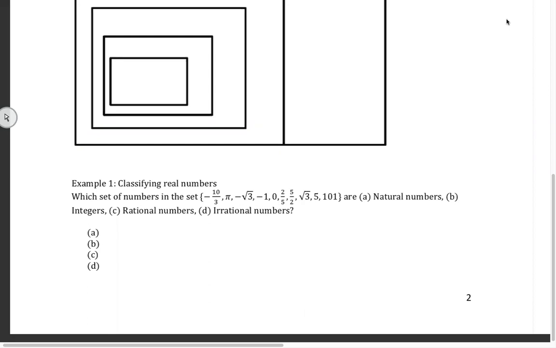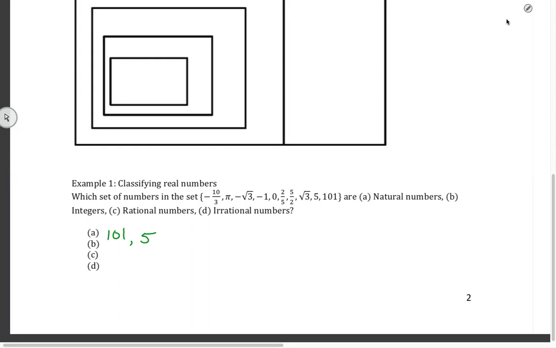Jay? 1. 1, very good. So 1 would go, oh, we don't have 1 on our list. We have -1. Do you mean 101? Yeah. All right, so 101 is a natural number. Are there any other natural numbers? 5. 5, perfect. All right, so those are my 2 natural numbers.